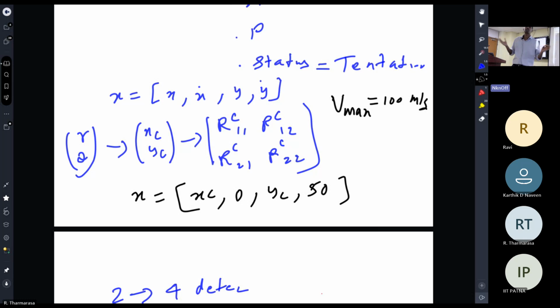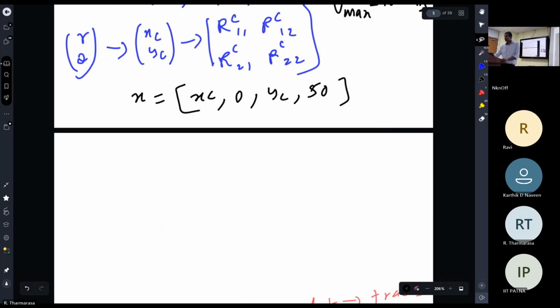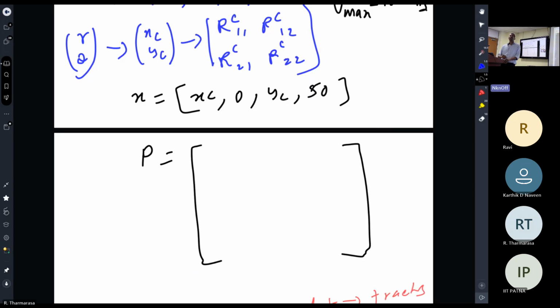Because we don't know anything about the speed, we want to give some value for speed, right? But when we initialize a target, mainly we have to talk about X and P. For P, what do you give? What is this corner value?